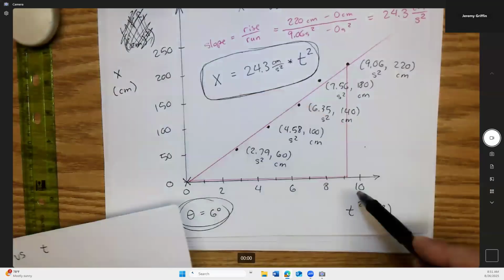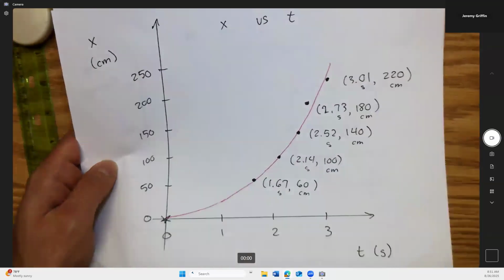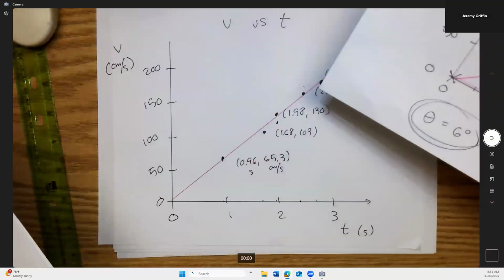This is x versus t squared. That's why it lights up a straight line. This is x versus t. That's why it goes like a parabola. Okay, remember that? All right, and then what else we got?